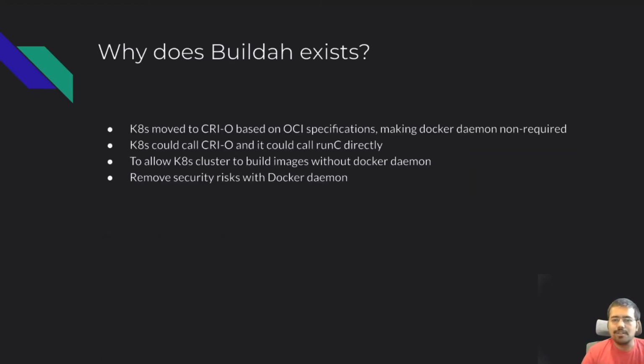The next thing that we are going to see is, why does Buildah exist? So when Kubernetes as a community decided to move to CRI-O based OCI specifications, so CRI-O is a runtime and OCI is the container image specification, the Open Container Initiative, that made Docker less useful to the Kubernetes environment or Kubernetes community. They decided to move from the Docker daemon to something else. They had also moved from the Docker daemon for running the containers to runc as a container runtime.